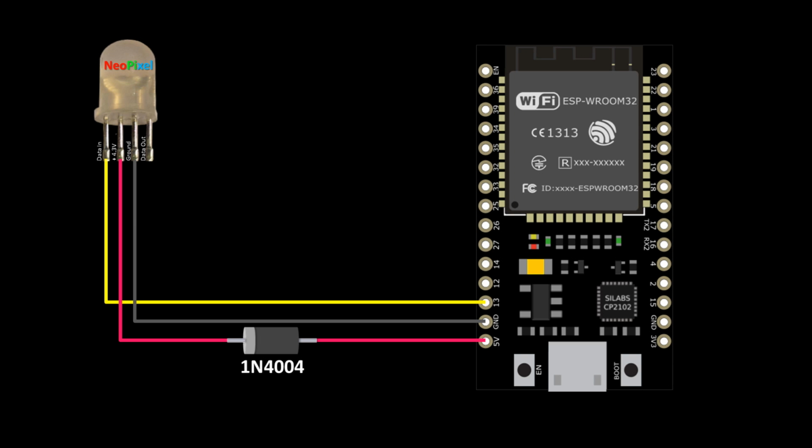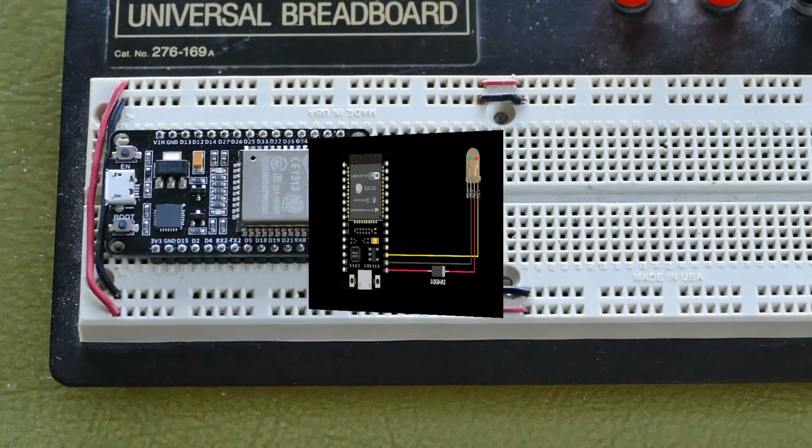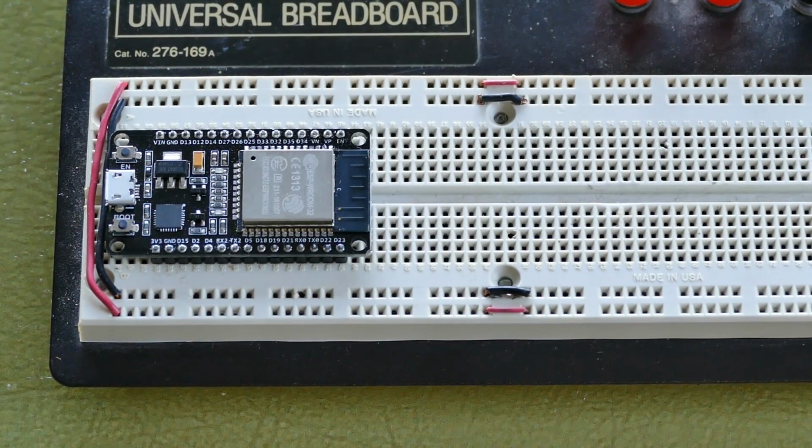Adafruit has several helpful tutorials regarding NeoPixels, and I'll put links up on my website. An ESP32 breakout board is plugged into a breadboard. One problem with this particular breakout board is that it's a little too wide, and only one row of pins is accessible in the ESP32. They do make versions that are narrower and more breadboard friendly.